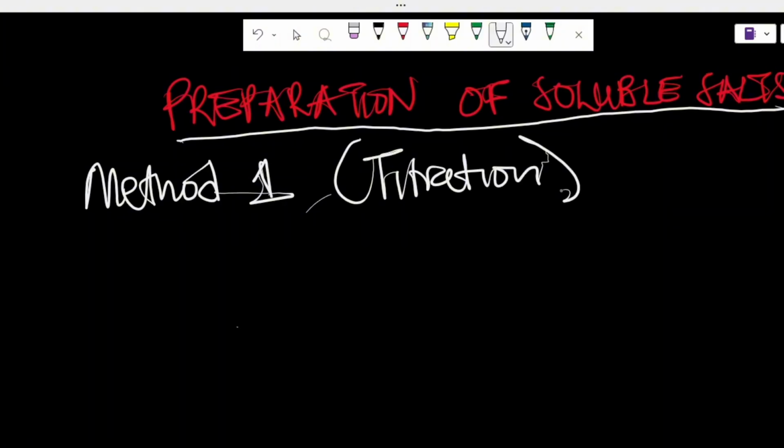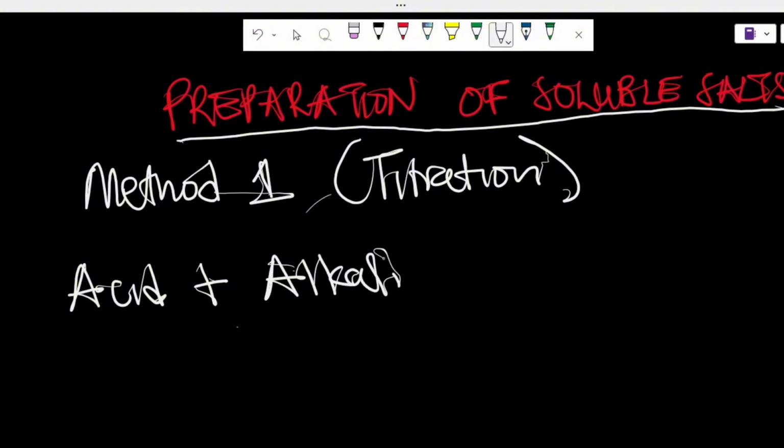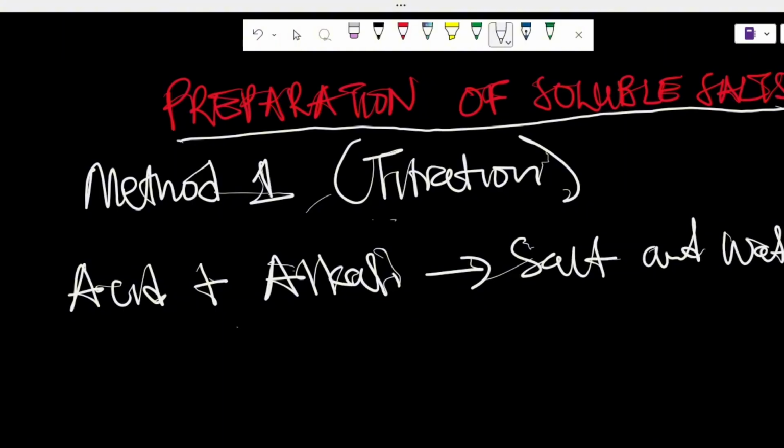So this is the situation where we react an acid plus an alkali, and then we get salt and water. So notice that we are using alkalis, which means that this is a soluble solution. And when we have something like this, then the salt that we are going to get is probably going to be a soluble salt as well.